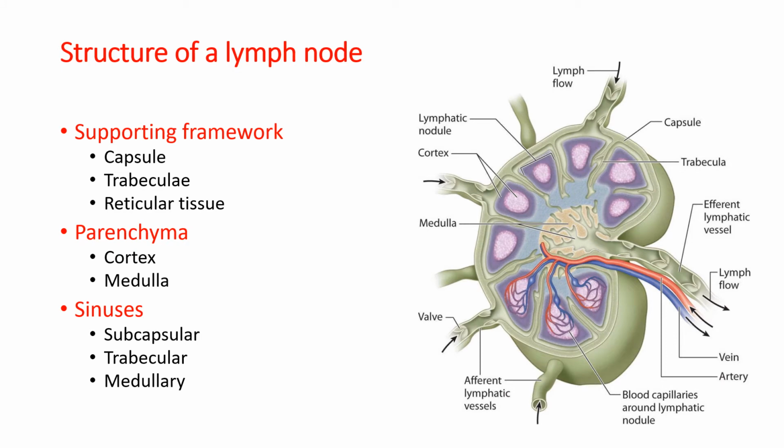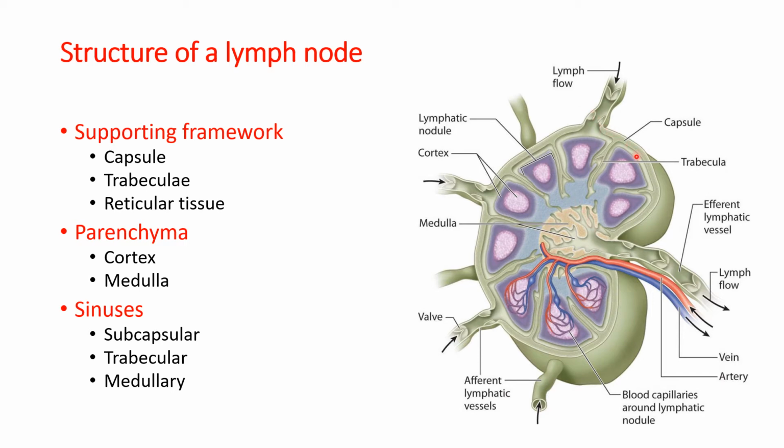The basic structure of a lymph node comprises a supporting framework, the parenchyma, and the sinuses. The supporting framework of the lymph node includes the outer capsule and then the extensions of the capsule into the parenchyma, which are called the trabeculae, and the reticular tissue framework within the parenchyma of the lymph node. The entire parenchyma of the lymph node further is divided into an outer cortex and the inner medulla.